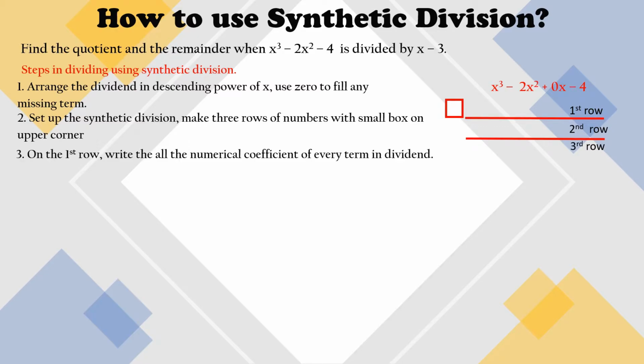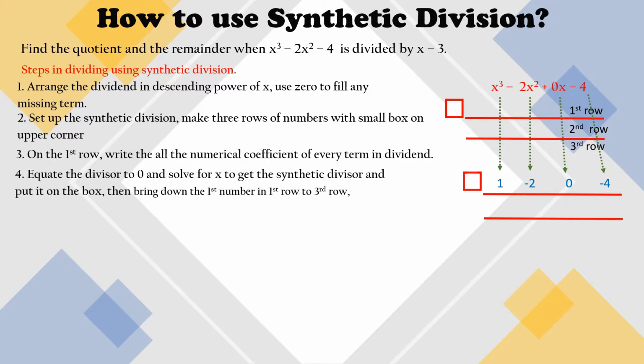And step 3, on the first row, write all the numerical coefficients of every term in the dividend. So since our dividend is x cubed minus 2x squared plus 0x minus 4, on our first row, we're going to write 1, negative 2, 0, negative 4. So those are the numerical coefficients of every term in our dividend.